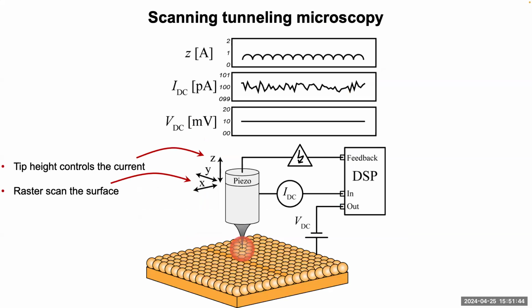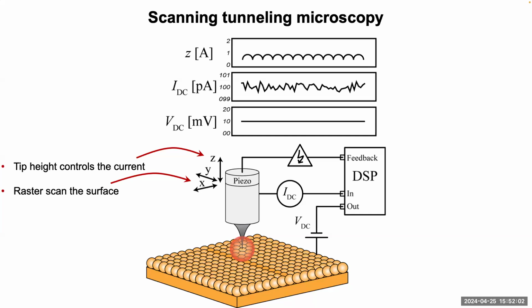So your sample is conducting, and these are atoms on the surface. We apply a voltage to the surface, and we're going to measure the current. So imagine that's just a resistor in our circuit. Then what we do is we're going to move this tip back and forth over the surface, and we're going to see some current. And so we can do it a couple ways.